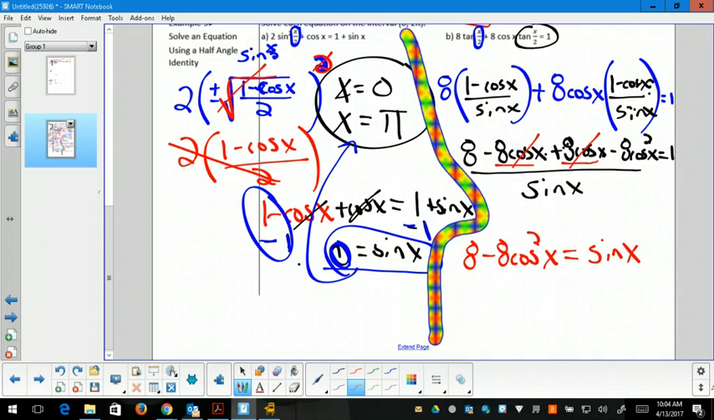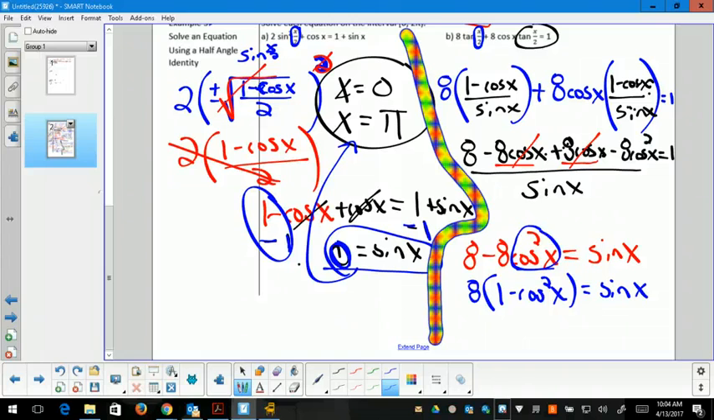What am I going to do now? I could factor out the 8. I don't know that it'll help me. I was going to do it separately, but that works. I was actually going to just convert this, but that's a good idea, Sarah. Just factor out the 8, and you're left with 1 minus cosine squared x, which is a Pythagorean identity. I was just going to use the Pythagorean identity here and then distribute the negative 8. Both will work. So this becomes 8 times sine squared equals sine of x.